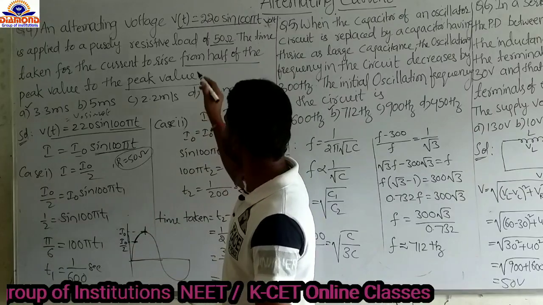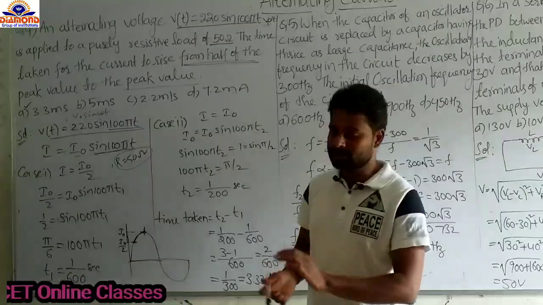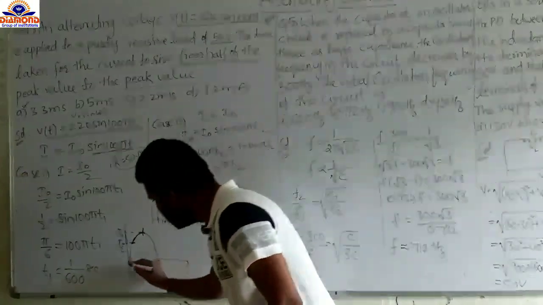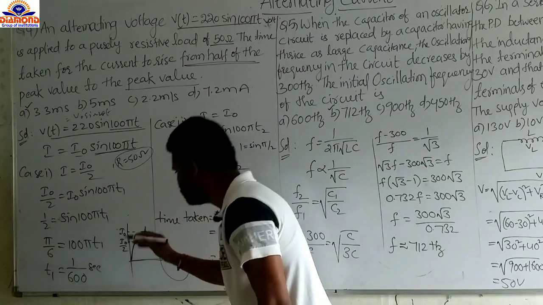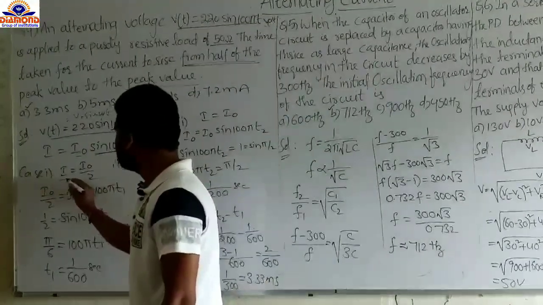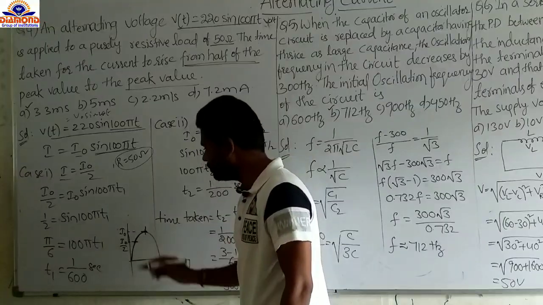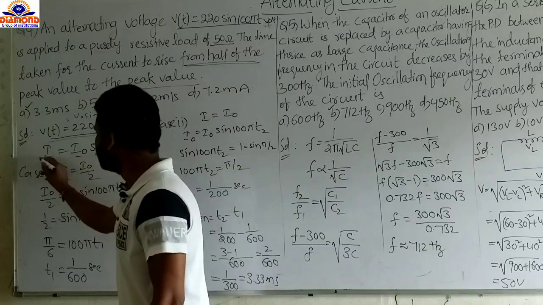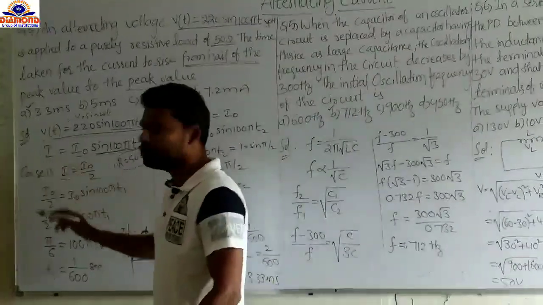See, now the first case: the current rises from the half of the peak value to the peak value. First I am assuming that the current reaches half of the peak value, that means from the start, how much time does it take to reach half of the peak value. So consider I equal to I naught by 2. In the equation I equals I naught sin 100πt, now equate it to I naught by 2.